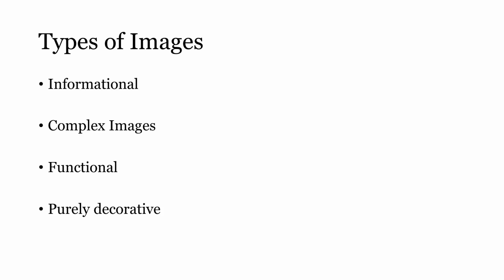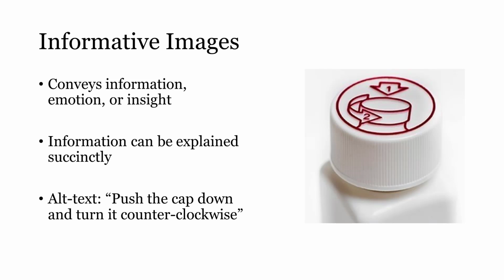There are a few different types of images, and the alt text for these varies based on each type. These include informational images, complex images, functional images, and decorative images. Informational or informative images are utilized to provide content, evoke emotion, or promote insight. Alt text for these images should be detailed enough to convey the message, but still succinct.